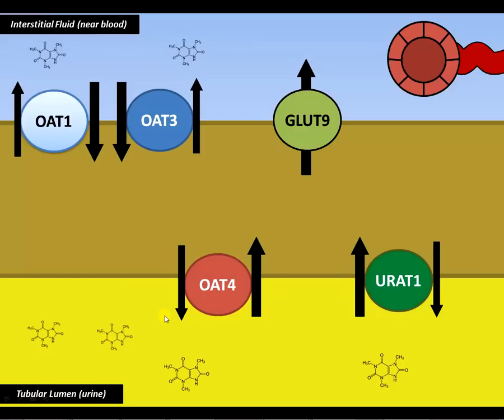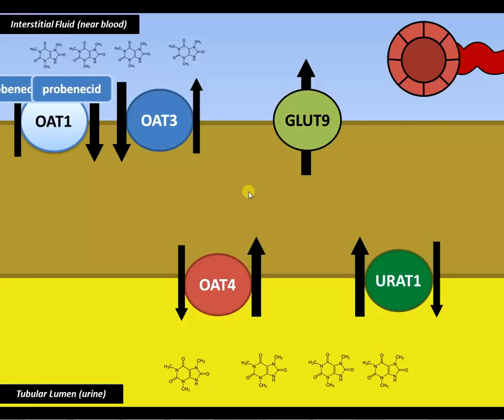Okay, so you can start imagining then, if I blocked O1 or O3 or Urate1 or O4 with a drug, that will impact the flux of uric acid across the membrane. And that will then have implications in vivo and in the patient. I want to talk about what those implications are in a little bit.